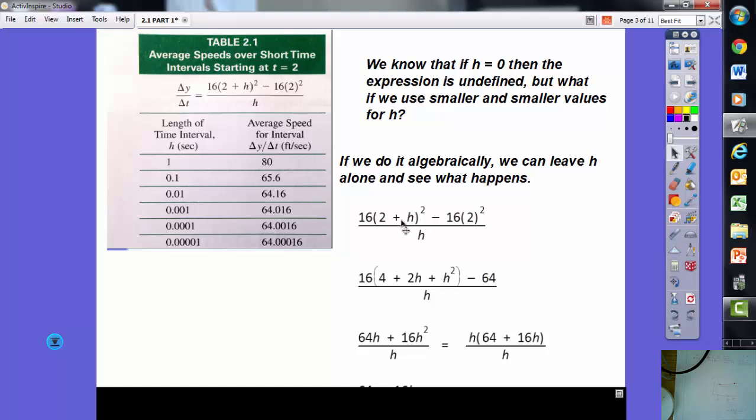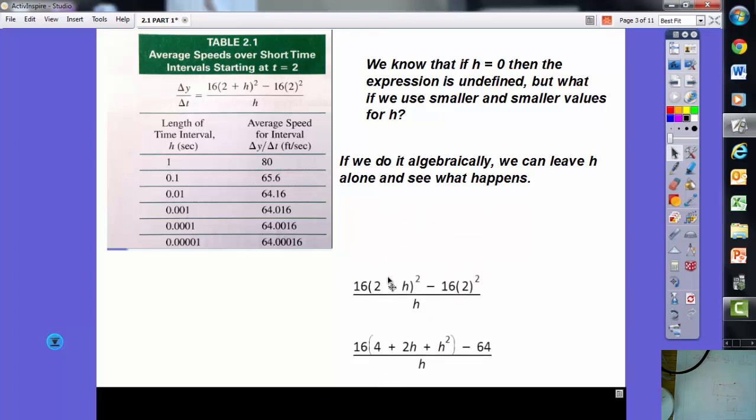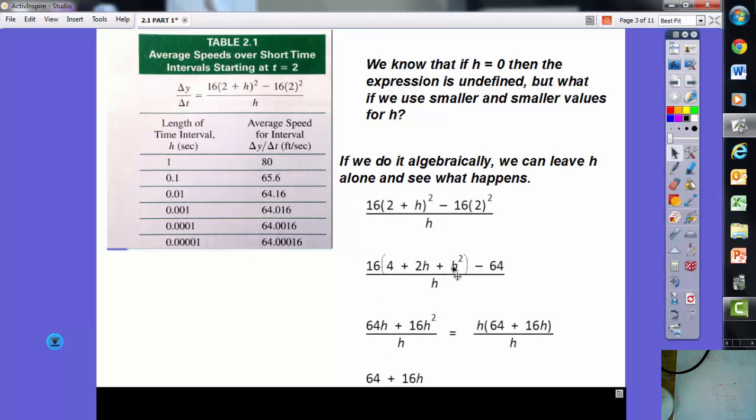When you square a binomial, you get a trinomial. If you don't believe me, write it out and FOIL it. 2 times 2, 2 times h, 2 times h, h times h. You get this crazy trinomial here, and then this function, this value is 64.